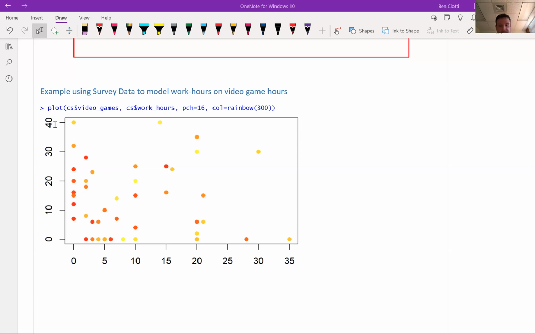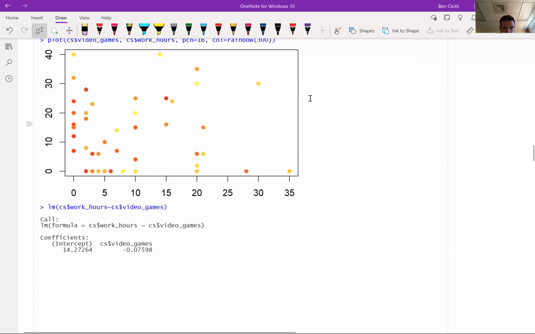This is to be expected since those who seem to work a lot don't play as many video games, and those who play a lot of video games don't seem to work as much. In fact, you know what? Can I maybe resize this a little bit, so it's at about the same scale vertically as it is horizontally. Yeah, that looks a little bit better.